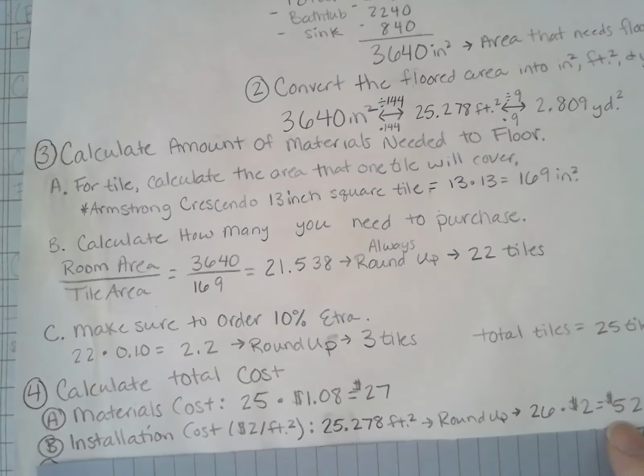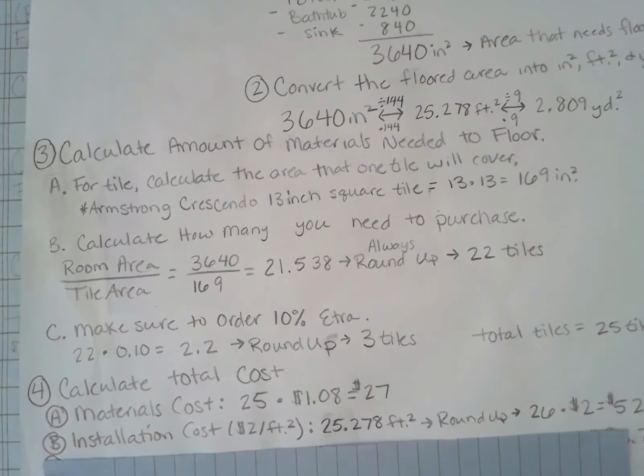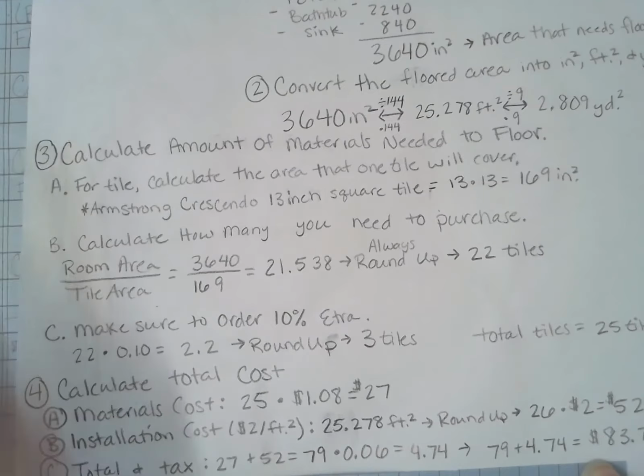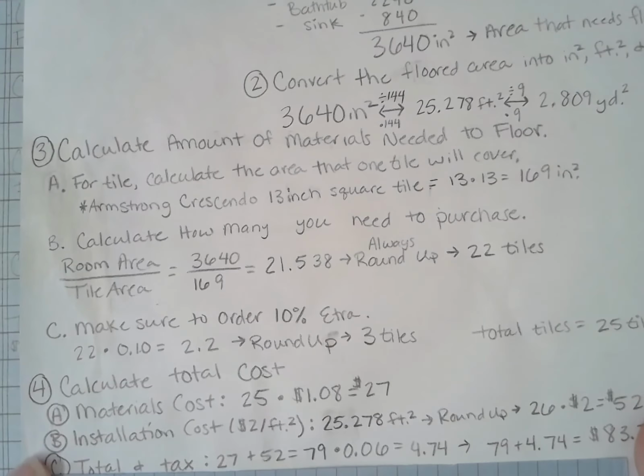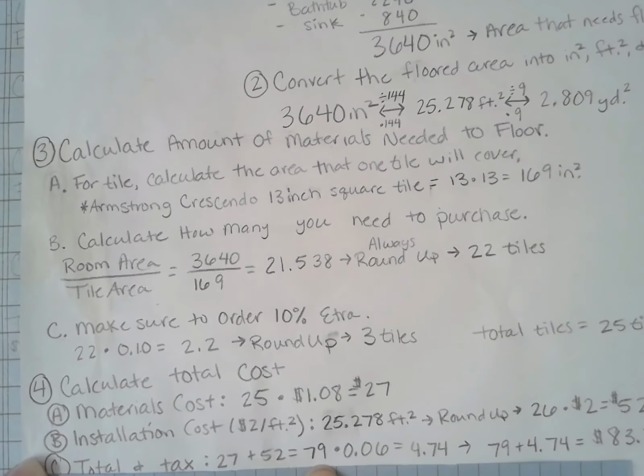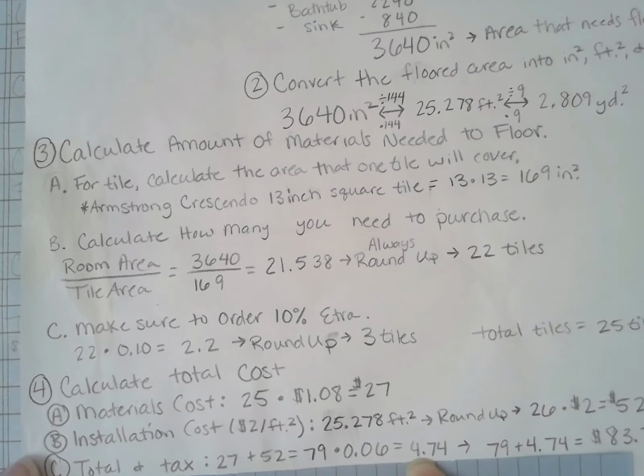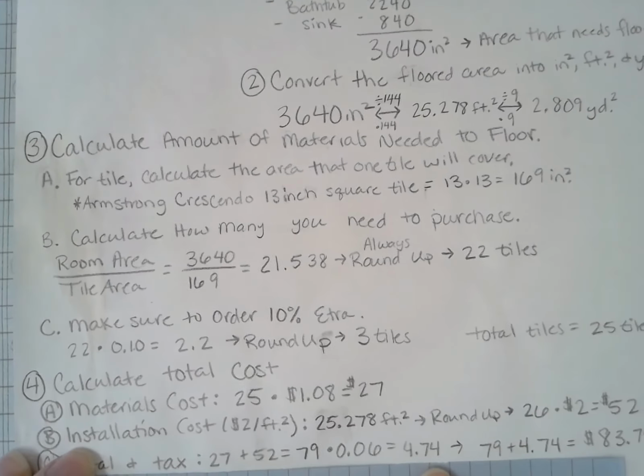So the cost of installation is $52, the cost of materials is $27. So my next step is to add them together. 79 is my total cost, and then I need to find the tax on that. So times 0.06, and that gets me 4.74. And then if I add my total cost plus my tax, I'll have $79 plus $4.74 to have a total cost of $83.74.